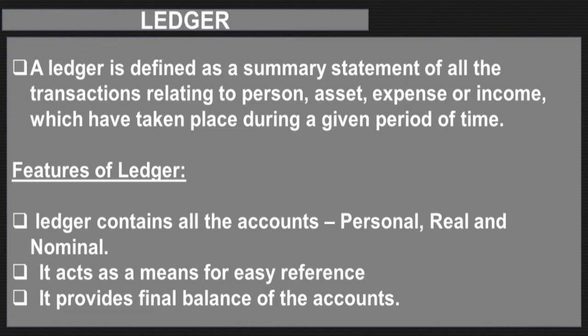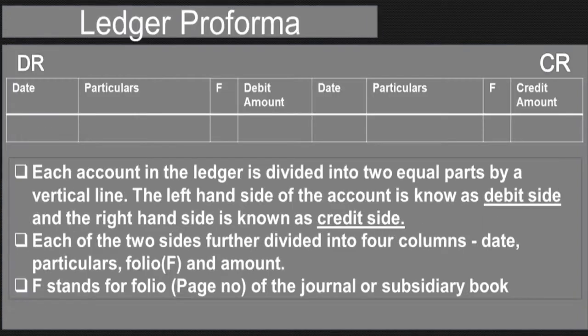Features of ledger. A ledger contains all the accounts: personal, real and nominal. It acts as a means for easy reference. It provides the final balance of the accounts. Now we will see the ledger proforma.